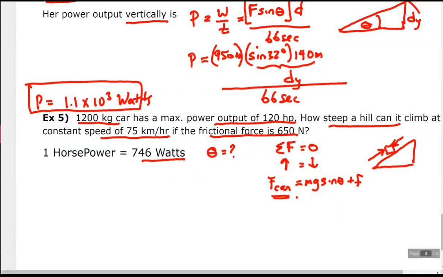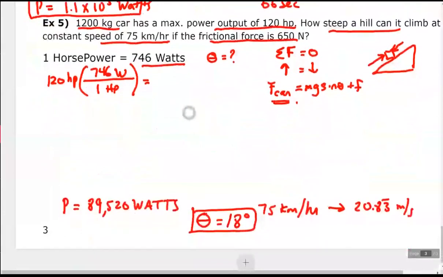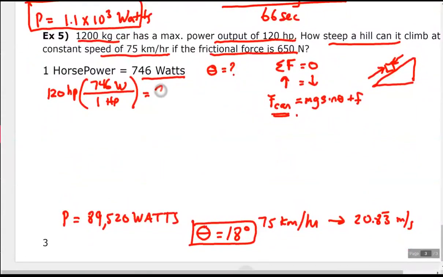Okay, good. Now let's take care of some of these conversions. We'll get back to this. 120 horsepower. We need watts. So 1 horsepower, HP, is 746 watts. You'll always be given a conversion factor. You don't have to memorize this. This course is nothing about memorization. I've already multiplied it: 89,520 watts. So that's my power.